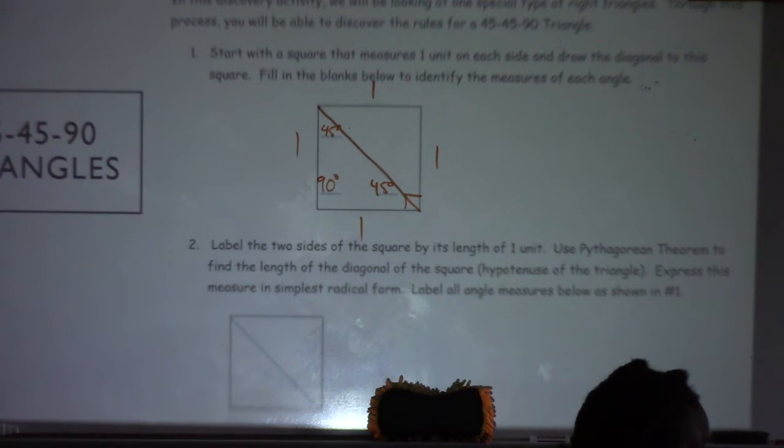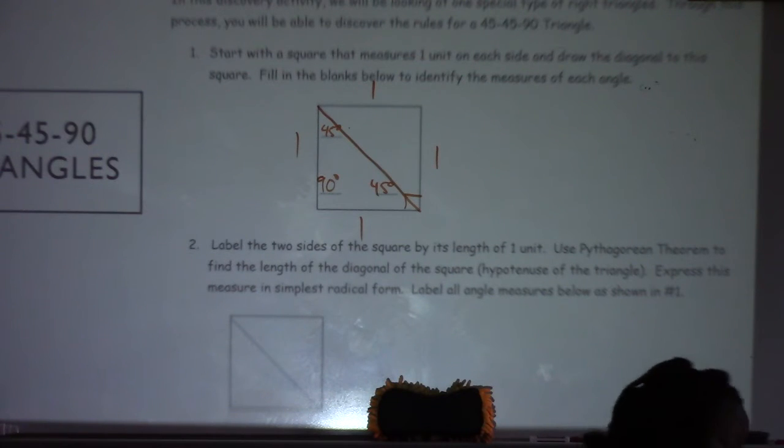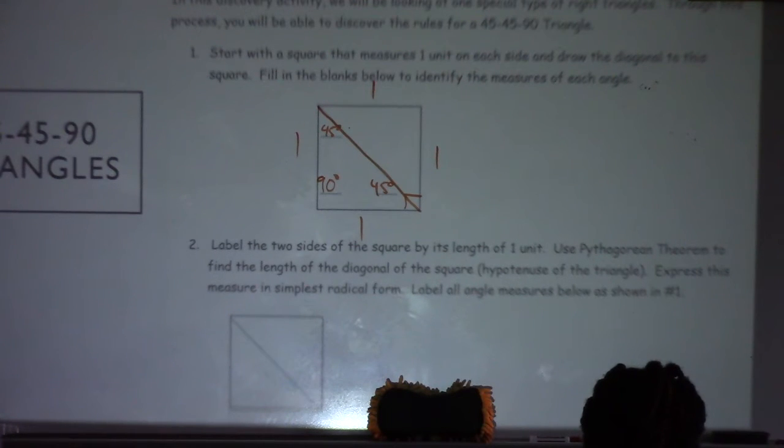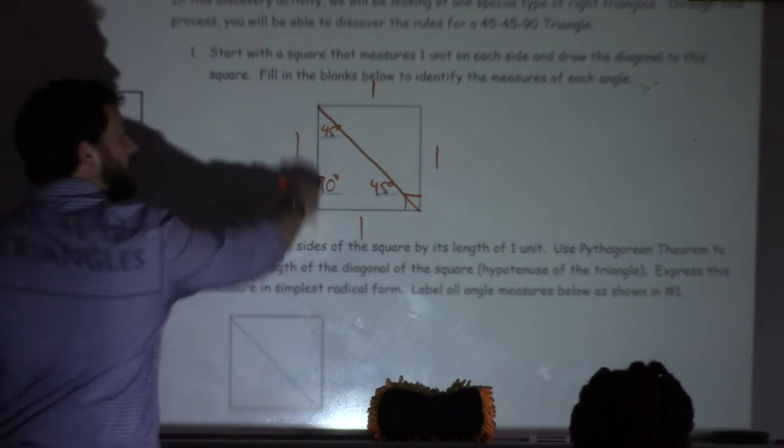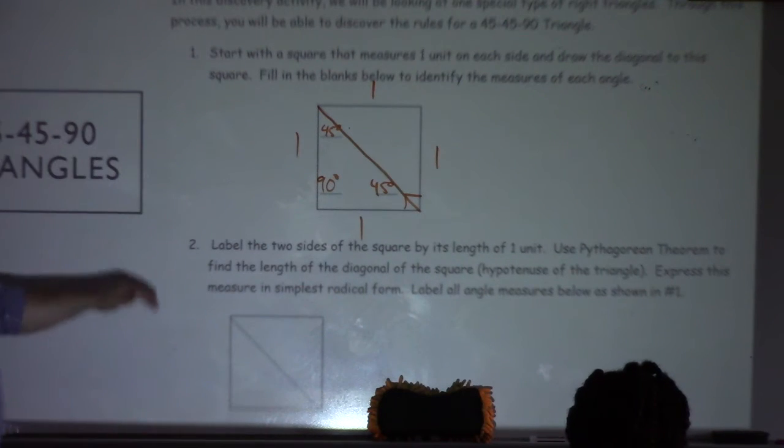So when we have a square and that diagonal cuts it in half, what kind of triangle are we left with? Right triangle. Yes, it's a right triangle, but say it again, Zaria. A 45, 45, 90, right? The diagonal is cutting this in half.